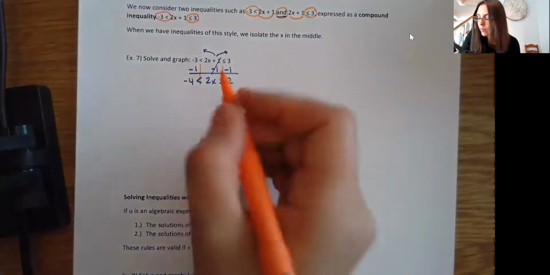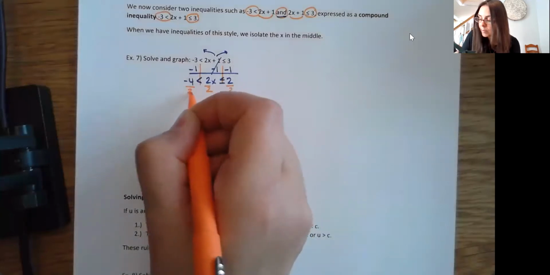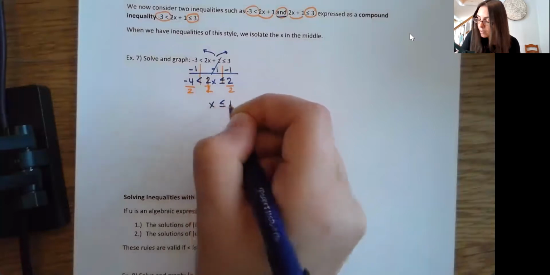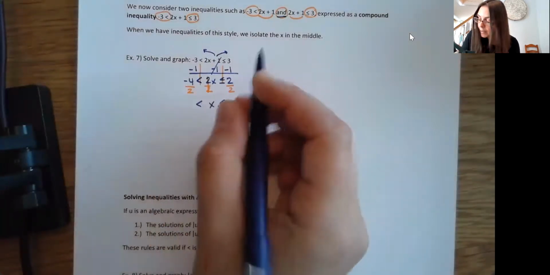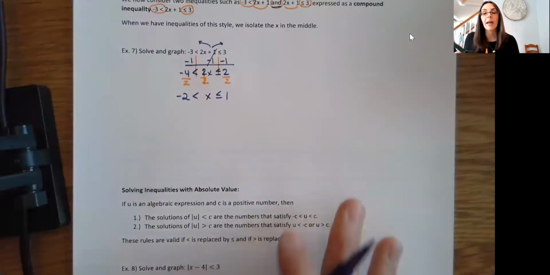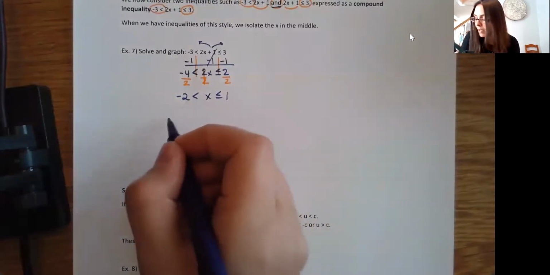Now I keep solving. If I want to get the x by itself, I would divide by 2. But again, I'm going to do it to all sides at the same time. So I get x is less than or equal to 1. And then on this side, it's going to be -2 is less than x. Now x is by itself, so this is our final answer here. And we can graph that.